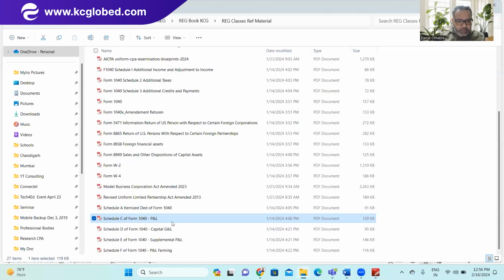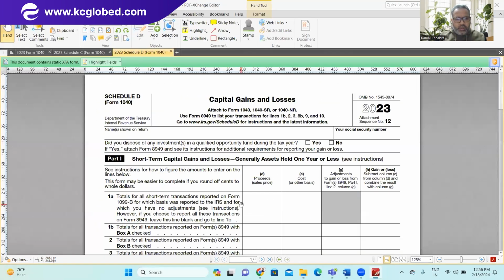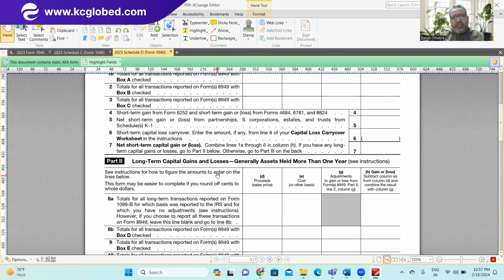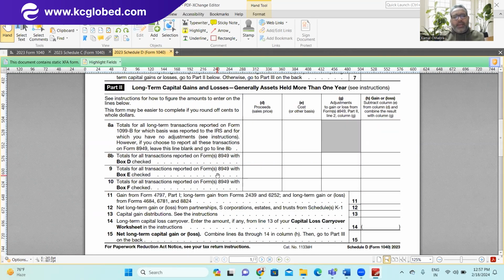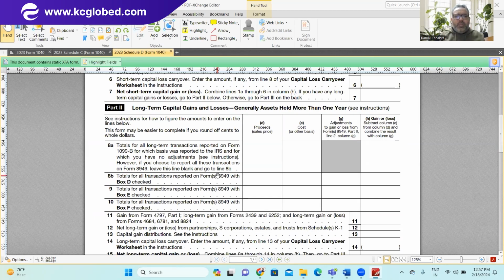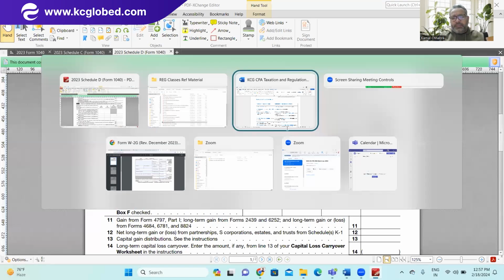If you see Schedule D, here is short-term capital gain or loss. We'll be providing the detailed proceeds, sales price, cost, adjustment, and final gain or loss. It will go line by line. For some line items it may be a gain, for some it may be a loss, and in the same way for the long term also. Then there is a netting off procedure. All this information you will be providing in Schedule D.